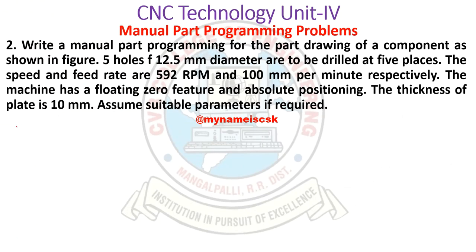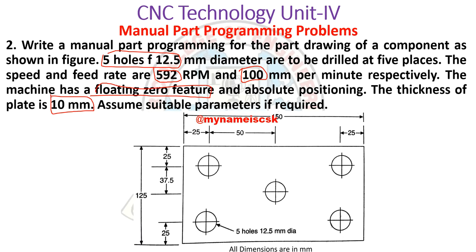Coming to the next problem, here we have to drill 5 holes of 12.5 mm with a feed rate. In the previous problem they haven't mentioned speed and feed. Here they have mentioned speed as 592 rpm and feed as 100 mm per minute, and we have to use the floating zero feature, and the thickness of the plate is 10 mm. So this is considered while we are drilling the workpiece. So this is the problem they mentioned.